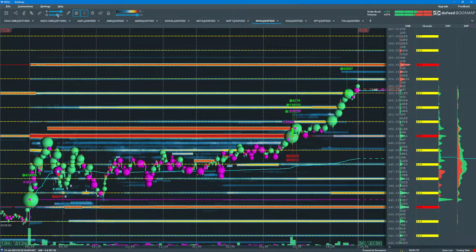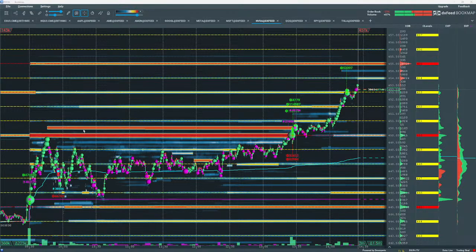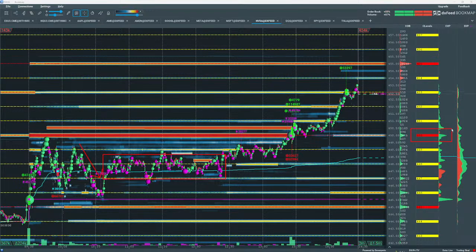Let me adjust this a little bit. So there's the move in the morning. This order flow looks bullish to me. Notice all the green dots there, aggressive buyers in there. Price chops around and then starts to break out about 12:30, 1 o'clock. Price is just below the 450 call wall.